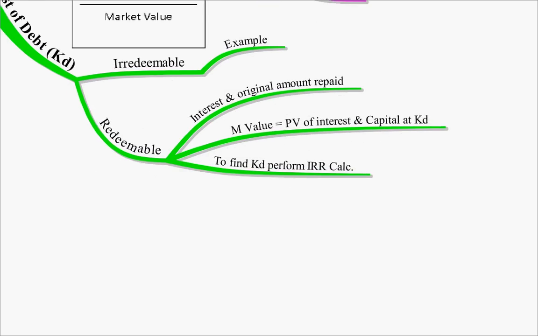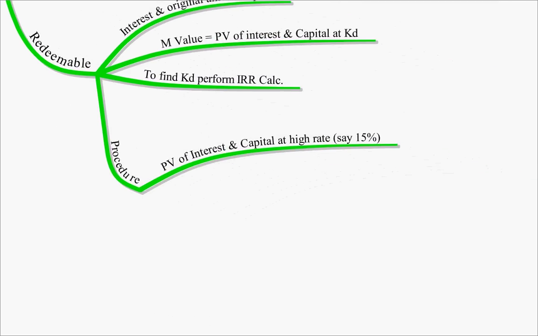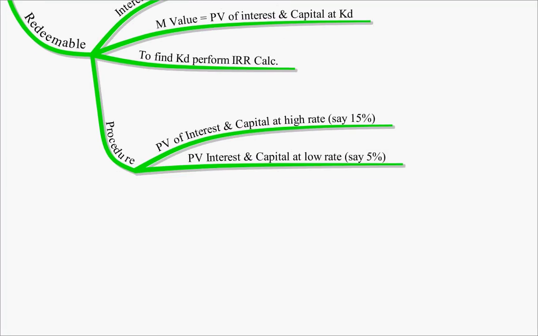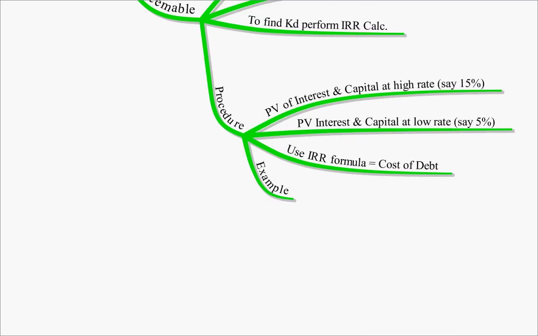To find the cost of debt then, we perform an internal rate of return calculation that we looked at last time. The procedure: we find the present value of the interest and the capital at a high rate, say 15%. We find the present value of the interest and capital at the low rate, say 5%. We use our internal rate of return formula, and that gives us the cost of our debt. Again, doing an example of that will help, so go do that now.